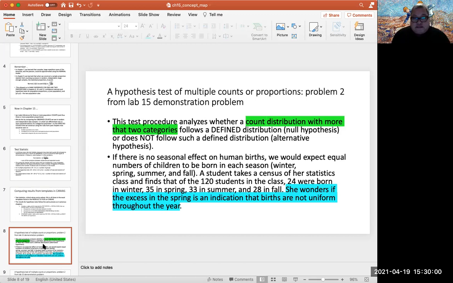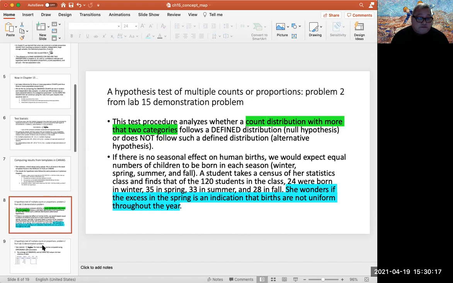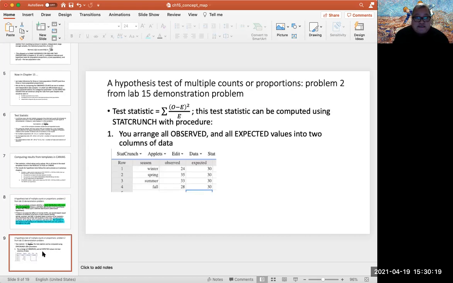What if you wanted to test the hypothesis that there are no differences in number of births by season, winter, spring, summer, and fall? You should observe in the population, at the population level, births being the same in all four groupings. How would we perform such a test?